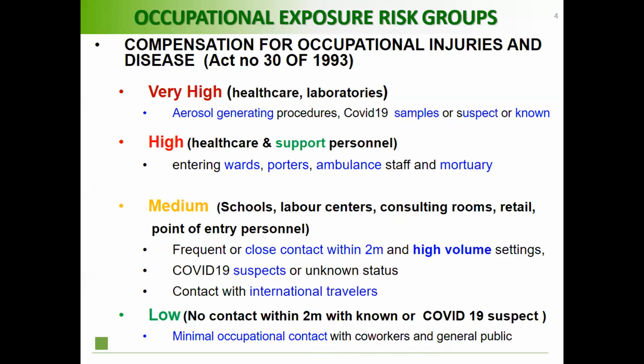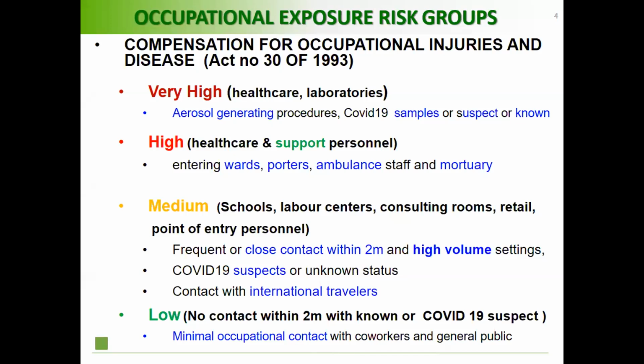Then you get the medium risk. Those are mostly where you get a high volume setting, or where you get congregated settings. So examples are your schools, your labor centers, like your home affairs, your police stations, your prisons.